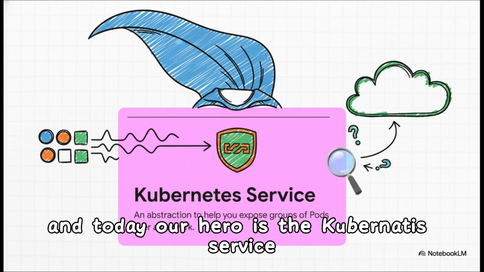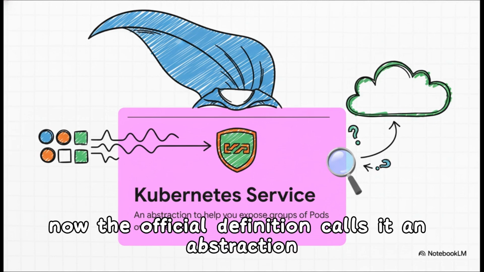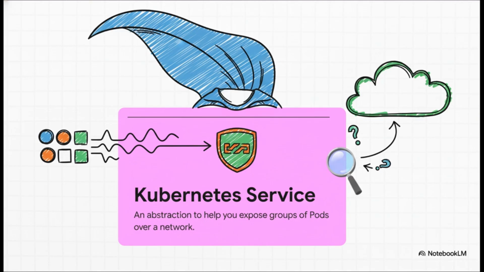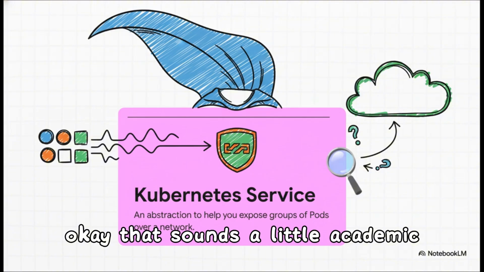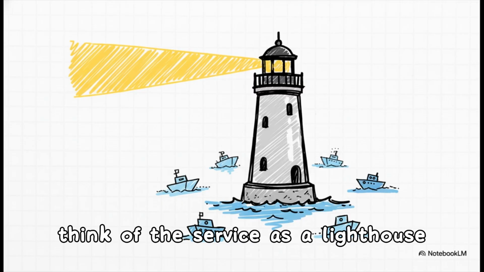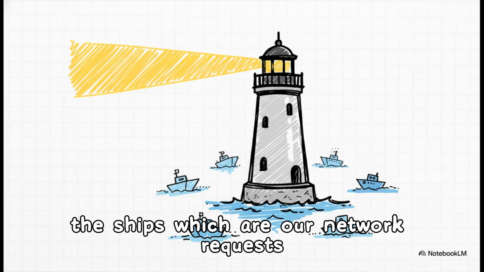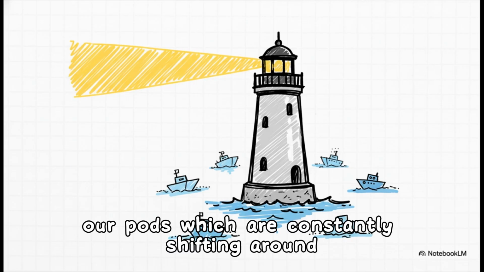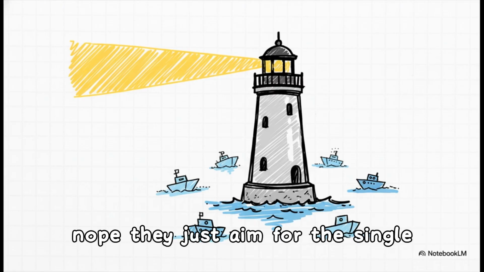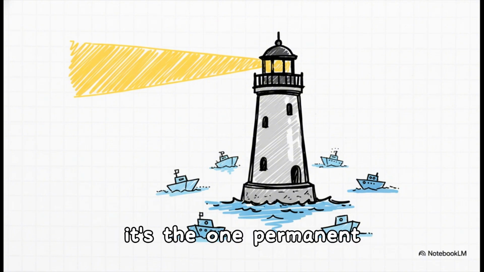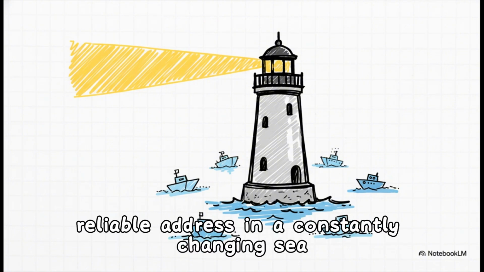Well, every great mystery needs a hero. And today, our hero is the Kubernetes service. Now, the official definition calls it an abstraction to help you expose groups of pods over a network. Okay, that sounds a little academic. What does that actually mean? Let's try an analogy. Think of the service as a lighthouse. The ships, which are our network requests, they don't try to find the individual docks, our pods, which are constantly shifting around. Nope, they just aim for the single, unwavering light of the lighthouse. It's the one permanent, reliable address in a constantly changing sea.